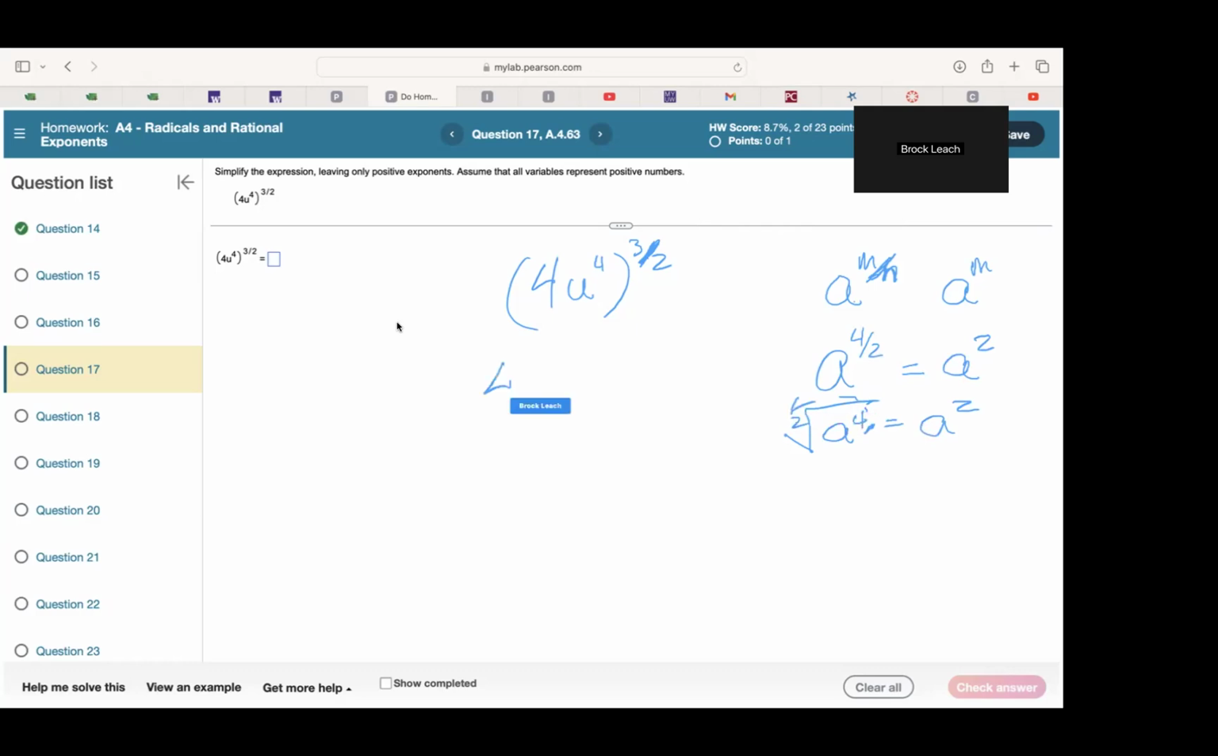Okay, so this is 4 to the 3 halves. Don't forget about the number. And then u to the 4 times 3 over 2. This is 4 over 1 times 3 over 2. So the u is going to become 2 goes into 4 twice, so 2 times 3, so u to the 6th. We're basically just multiplying those exponents. A to the m raised to the n power is a to the m times n. We multiply those exponents. This 4 has a 1 there. So that's 3 halves times 1, which is 3 halves, and then 3 halves times 4, which is 6.